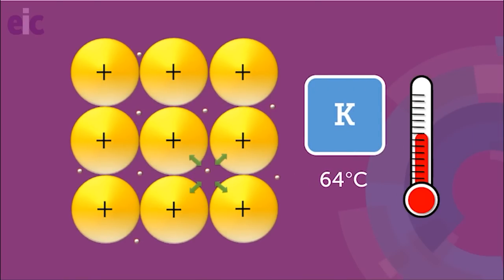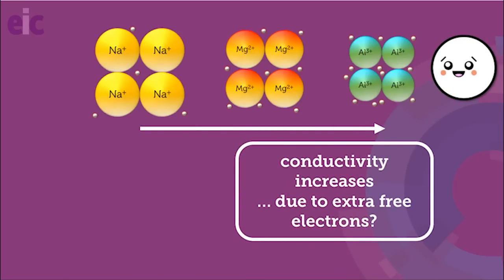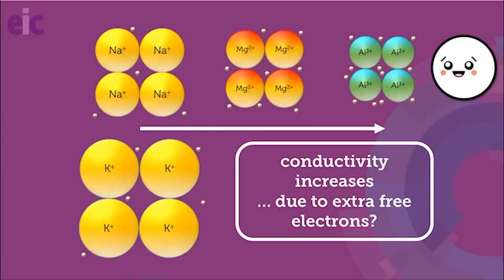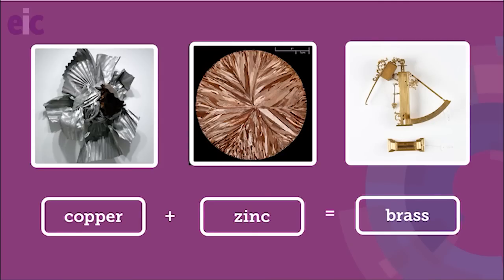The model is good enough for school, but it's not perfect. For example, you could use it to explain why conductivity increases from sodium through magnesium to aluminium, but you'd be lost when it came to explaining the steady decrease in conductivity down groups 1 and 2, where you might assume that less strongly held electrons would move even more freely through the structure. So what happens if we interfere with this structure?